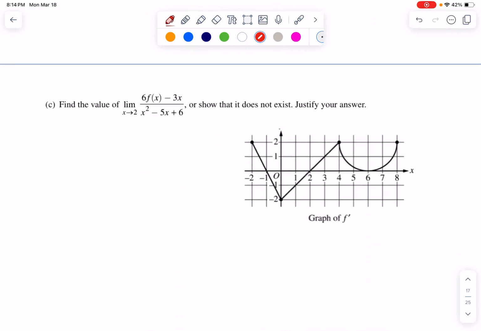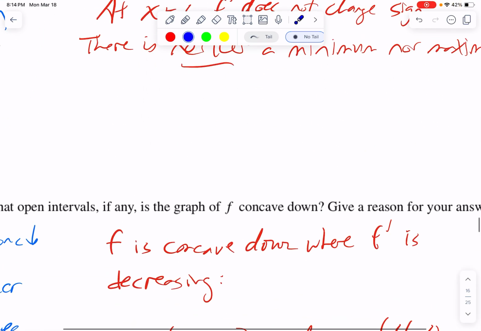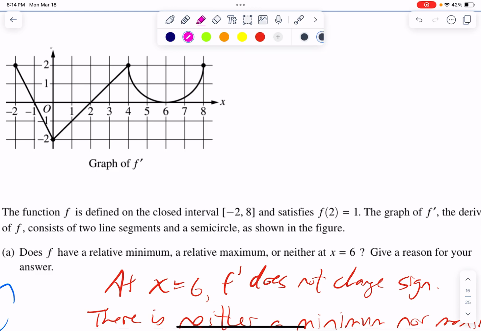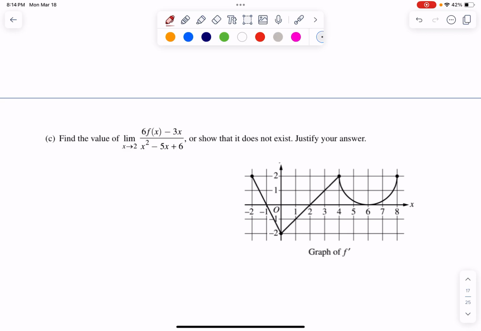Okay, now find this value. It's a limit, so our first instinct is to plug in. So for f of 2, we plug in 2. Let's scroll up. We were told that f of 2 is equal to 1. So if I plug in x equals 2, I would have 6 times 1, which is 6, minus 6. The top is 0. If I plug in 2 in the bottom, I would have 4 minus 10 plus 6, which is 0. This is a 0 over 0 limit.